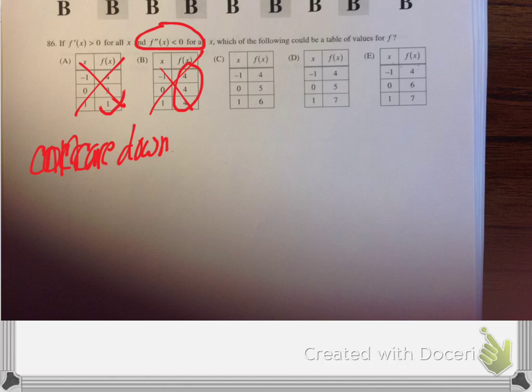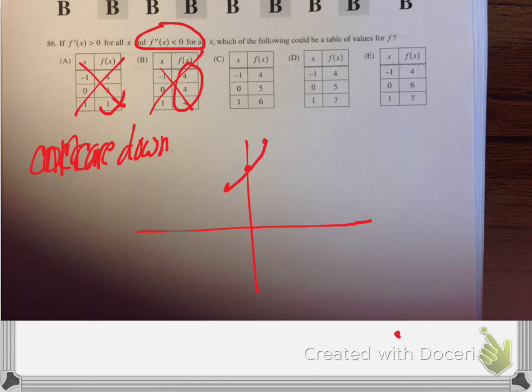Okay, so let's look at each of these. If you look at C, I think if you get a visual, it might be good. So you have -1, 4, 0, 5, and 1, 6. So if you look at that, that certainly does not look concave down at all because the numbers are increasing and they're all increasing by 1.